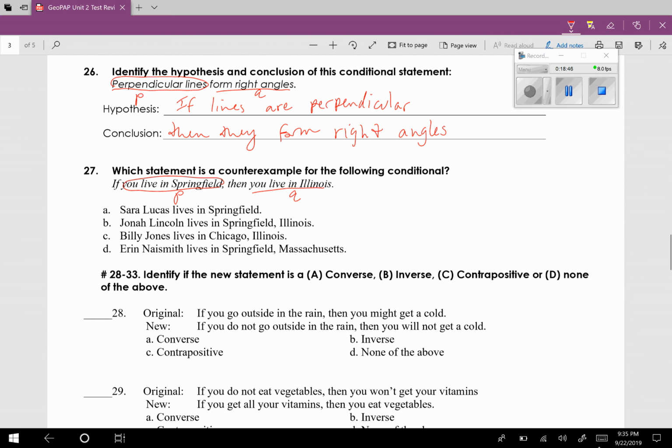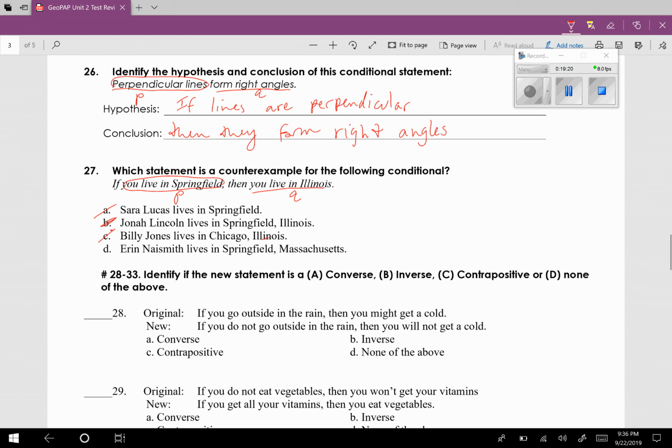Okay, let's see here. Sarah Lucas lives in Springfield. Is that a counterexample? No. We're trying to show that you can live in a place called Springfield, but that doesn't mean that you have to live in Illinois. Okay? Jonah Lincoln lives in Springfield, Illinois. Well, that's not a counterexample. Okay, Billy Jones lives in Chicago, Illinois. Well, the Illinois part's okay, but we're not trying to disprove Chicago or disprove Springfield. So that doesn't work.